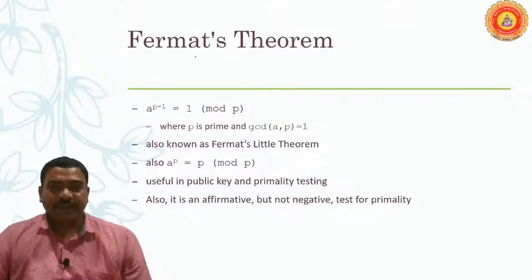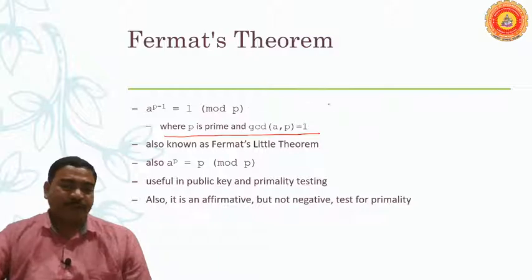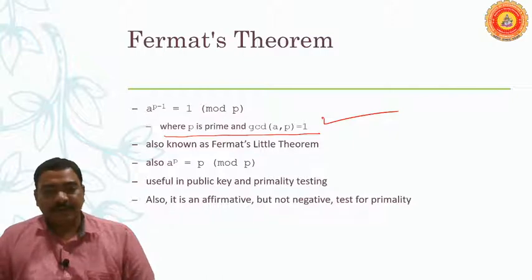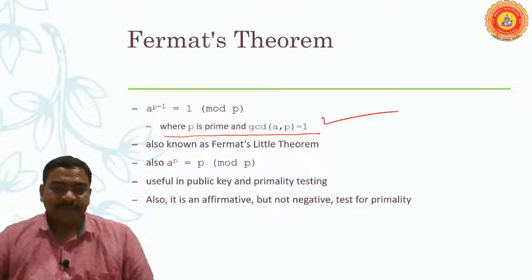So here we come to Fermat's theorem. The Fermat theorem is that a to the power p minus 1 is equal to 1 mod p, where p is a prime number and GCD of a and p is 1. Remember this, we'll use it for different purposes, in the RSA algorithm, in the Diffie-Hellman algorithm, and other public key encryption systems. So a to the power p minus 1 is equal to 1 mod p, where p is a prime number and a and p are relatively prime.